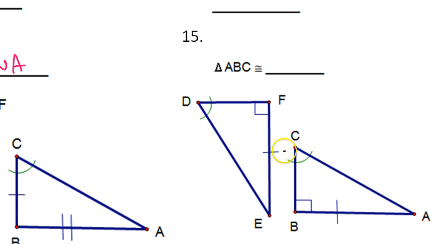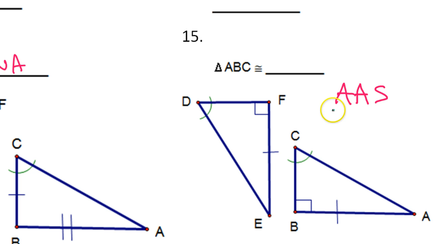Okay, looking at these triangles, we have right triangles. So do we have the hypotenuse leg theorem? Let's go straight to the hypotenuse because I'm looking at it and there's nothing marked on it. So we do not have the hypotenuse, so it cannot be hypotenuse leg. So now we have to treat it like any regular triangle. Looking at it as just a normal triangle, we have two angles and a side.